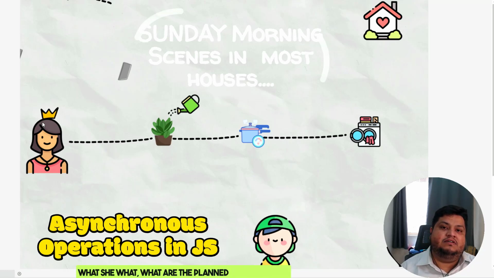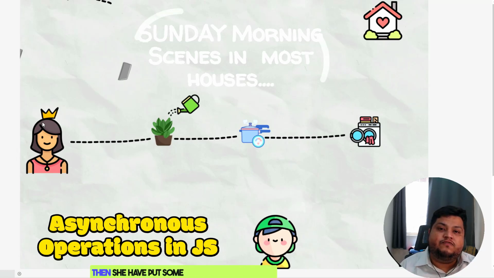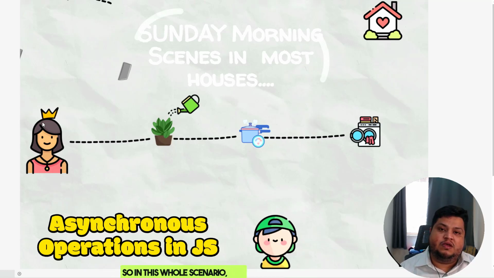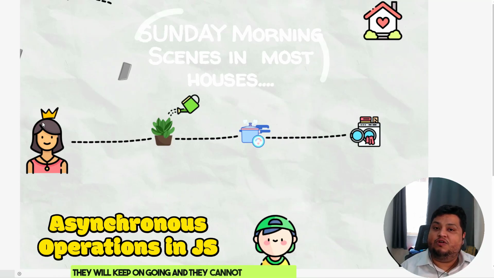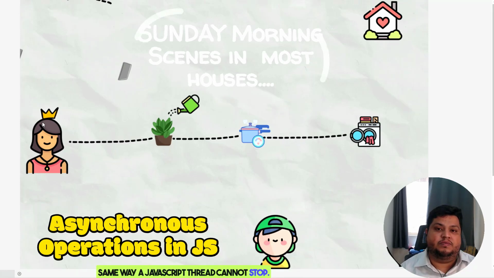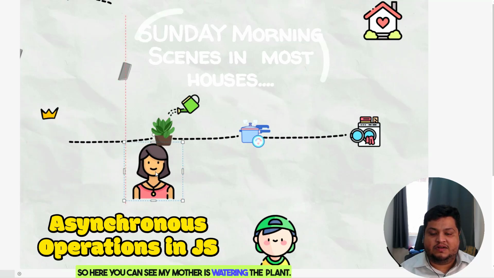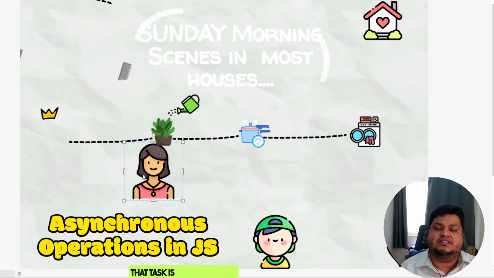Now, as you can see on the infographic I have created, there's a mother, she's busy. The planned tasks for her today are watering the plants, then she has put some food inside a pressure cooker, and she also needs to do some laundry. In this whole scenario, our mothers are like a JavaScript thread. They keep on going and they cannot keep waiting, they cannot stop. Same way a JavaScript thread cannot stop. Here you can see my mother is watering the plant. Watering the plant requires no feedback, there is nothing like a callback. That task is done, it's done.